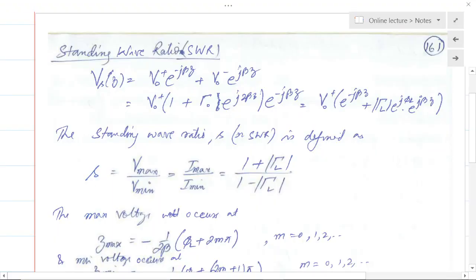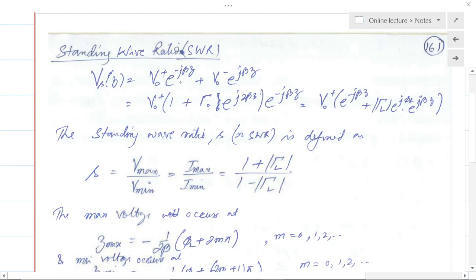In this lecture, we will start talking about the standing wave ratios. We have discussed the standing wave ratios in unit third, when the waves are moving in unbounded media. So now we will talk about the standing wave ratios in the transmission line as well.